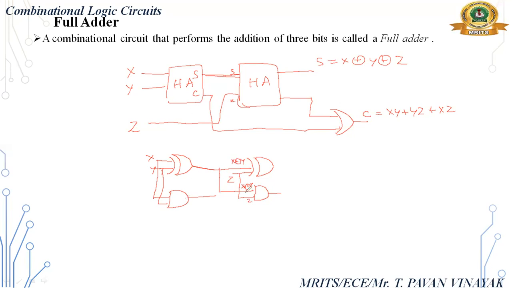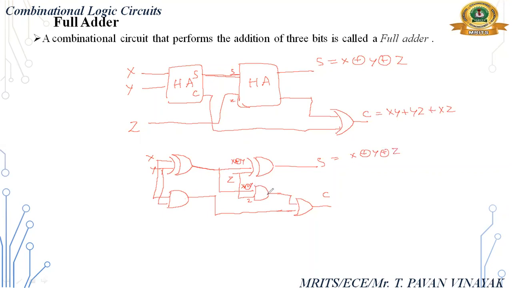The first carry and second carry are given to an OR gate. So the OR gate gives the final expression. This is the final S. So let us see if we get this or not. See, this one is X XOR Y, right? Then Z: X XOR Y plus Z.